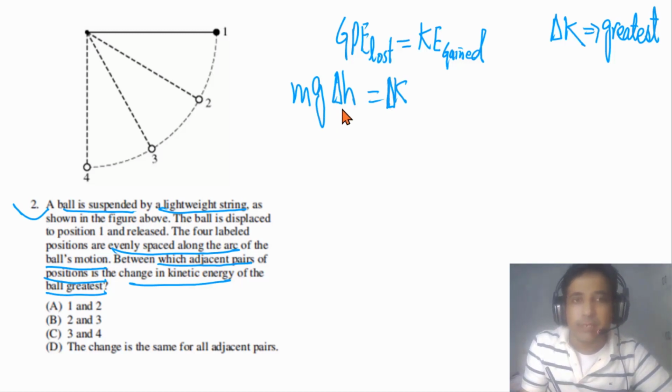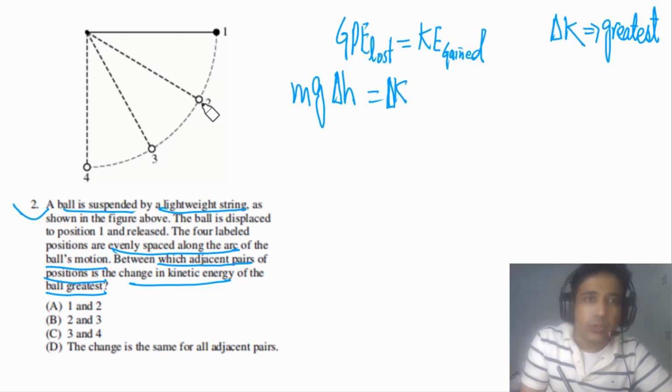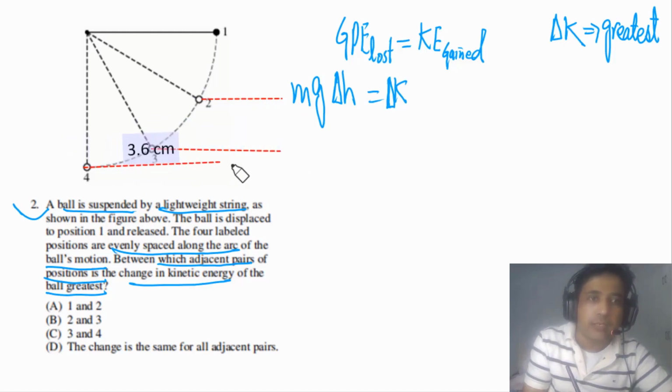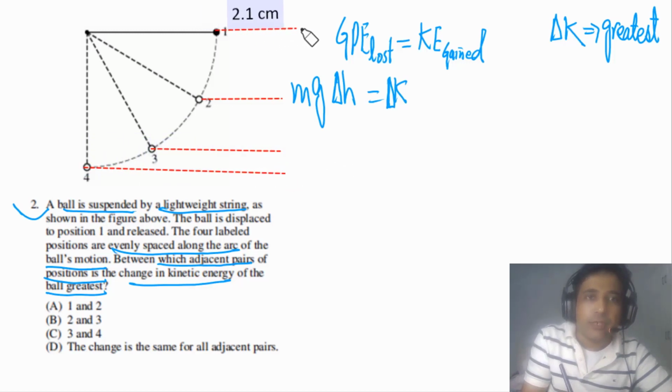So where delta H is greatest. For that purpose, simply we can draw the lines here. We can draw these horizontal lines. So we can place this one here. So we have this horizontal line, and we can draw another horizontal line here, and we can draw the last one, this horizontal line here. Now simply we need to understand where delta H is the greatest.